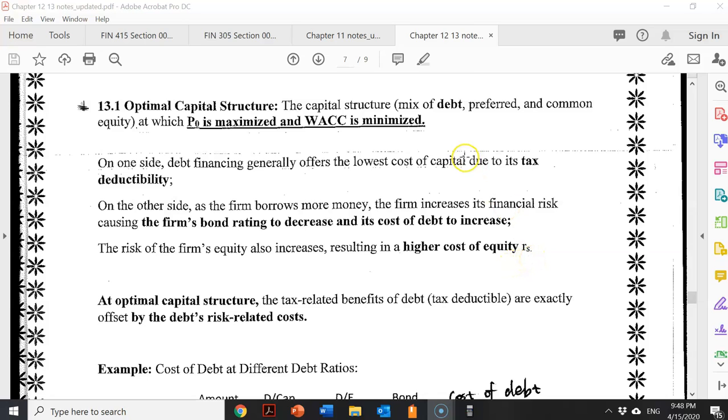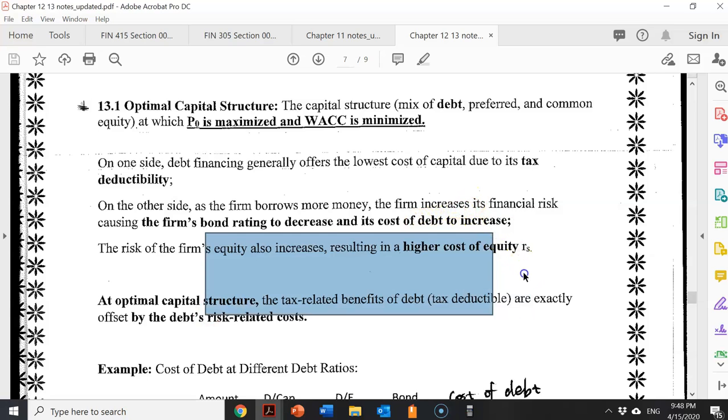So on the good side, because we have the tax adjustment, if we have more debt, we could potentially have a lower cost of capital. However, on the bad side, we cannot raise too much money by debt, because if you have too much debt, you will have a higher risk of going bankrupt if you cannot pay back the debts on time. Your bond rating could be lower, your cost of debt could be higher, and your cost of equity could also be higher.